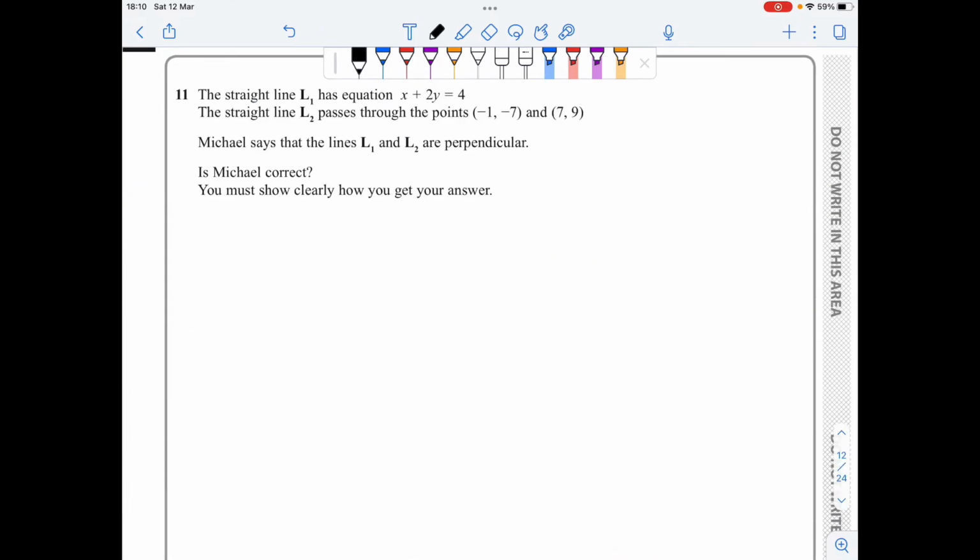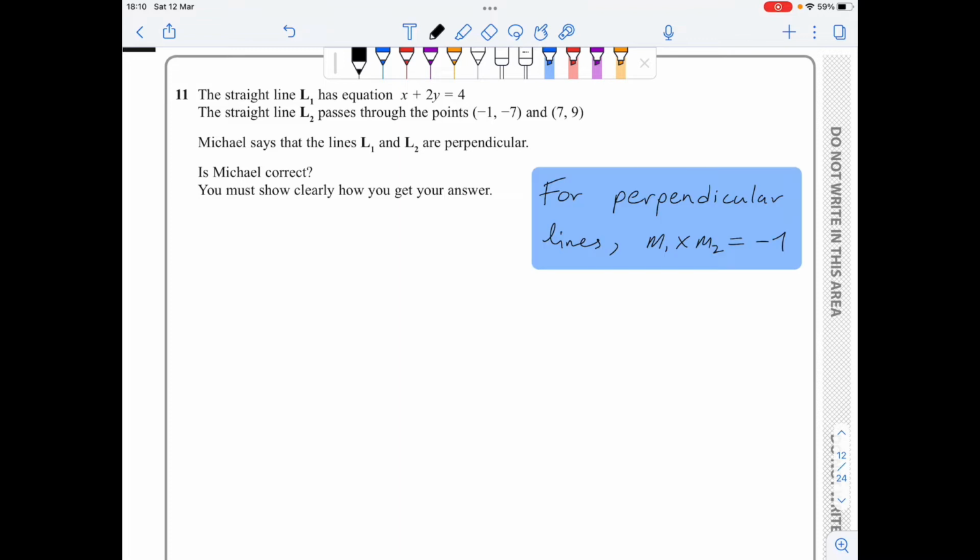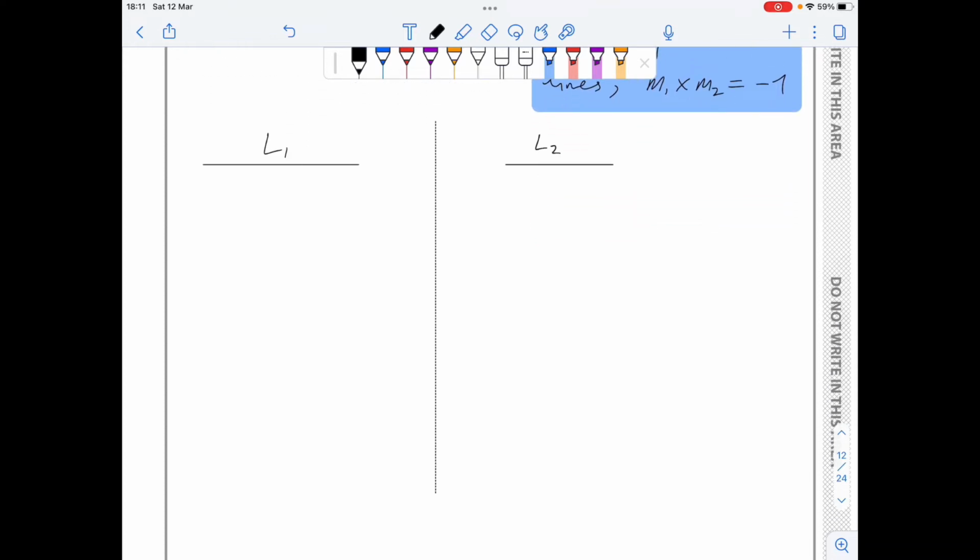In question 11, I need to show whether these two lines are perpendicular or not. Now, the rule is the following. If two lines are perpendicular, then the product of their gradients should be minus 1. So let's begin. Line 1 is x plus 2y equals 4. I'll try and leave y on its own.